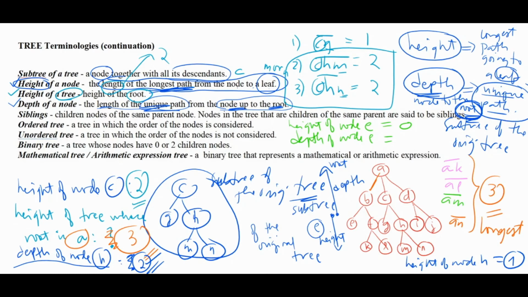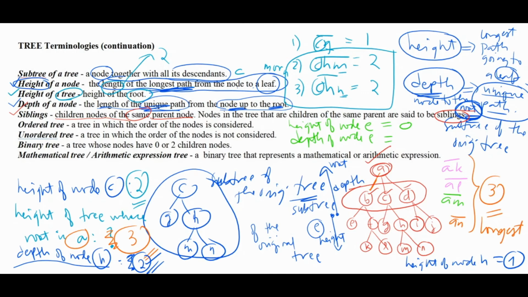Next term we have here is siblings. What is siblings? These are children nodes of the same parent node. So nodes in the tree that are children of the same parent are said to be siblings. So in this given tree, which are siblings? First, we have BCD, right? These three nodes, B, C, D, are siblings because they have the same parent node, and that is A.